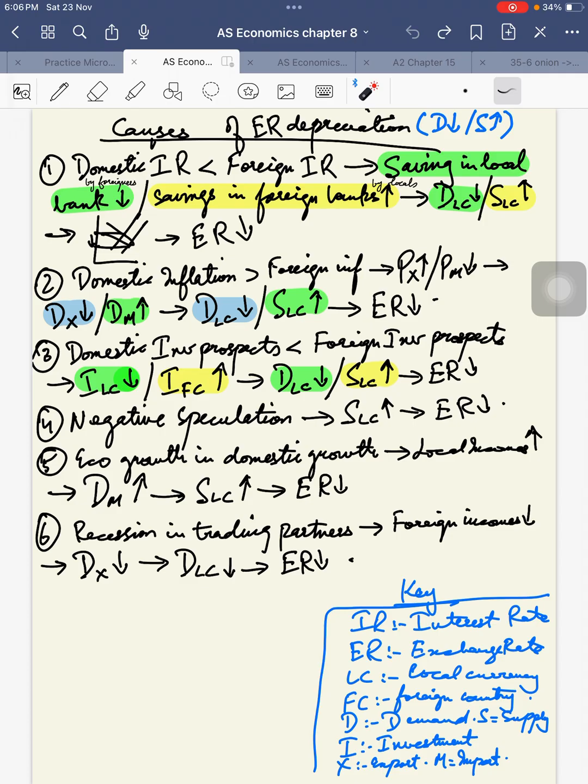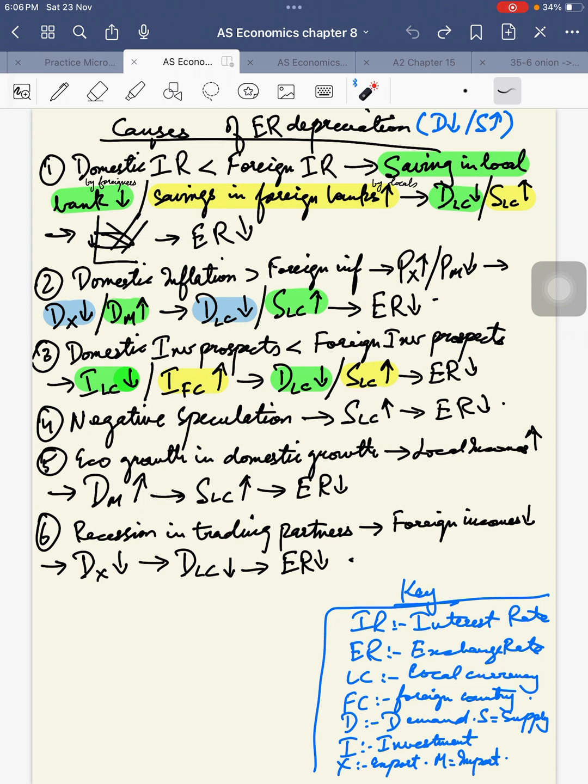Right? And number 6, a recession in trading partners. What if there is a recession in China? That means their incomes are falling. That means their purchasing power has fallen. That means they would want to, and they have to now, buy less goods and services from Pakistan because maybe they cannot afford to buy a lot of goods from Pakistan.